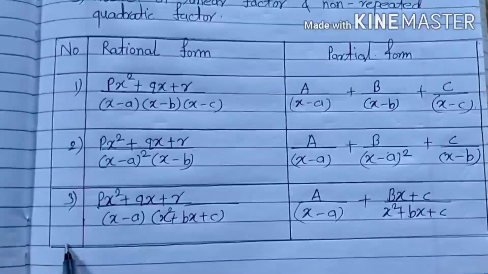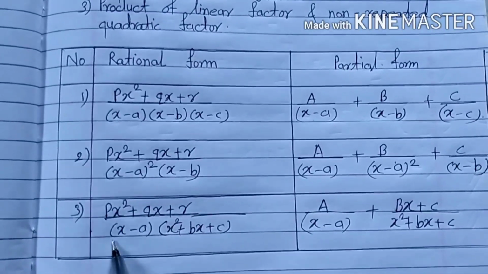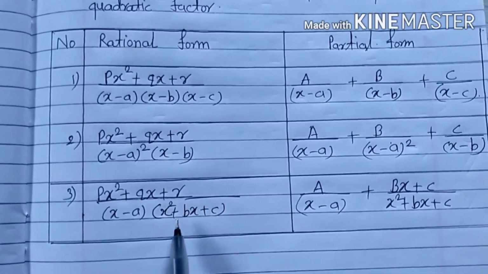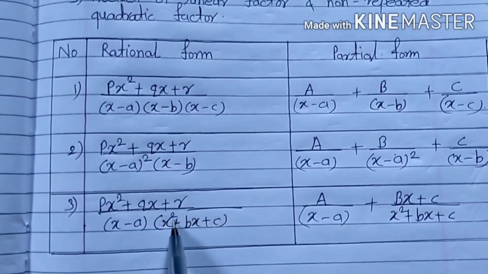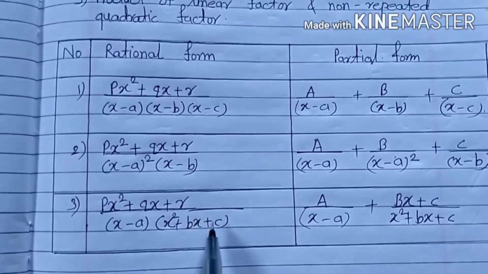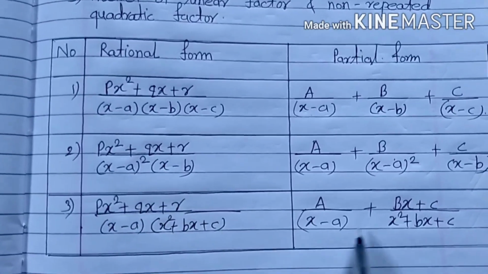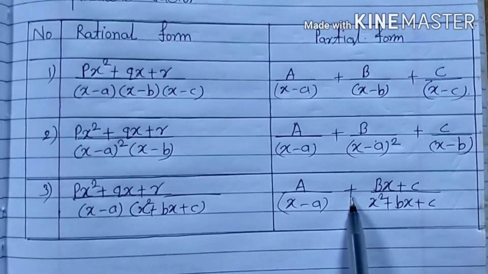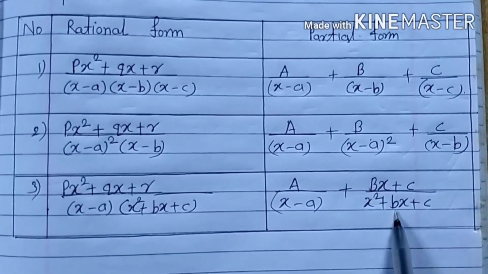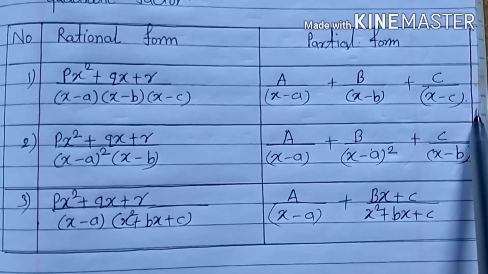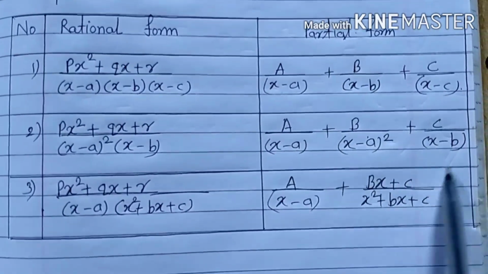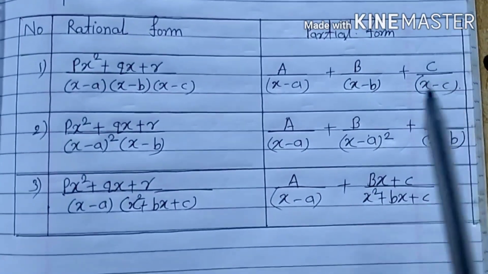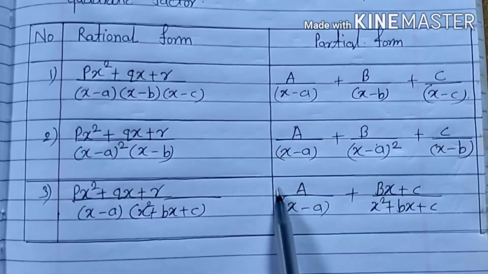Next, our third type is a product of a linear factor and a non-repeated quadratic factor. You can see that this is the quadratic factor which is non-repeated. This type of example is expressed in partial form as A upon (x minus a) plus (Bx plus C) upon (x squared plus bx plus c). In this partial form we have to find the values of the unknowns A, B and C. Then we get our required answer.